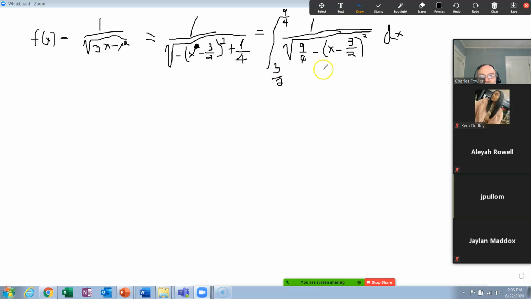Okay, this gives you the inverse sine, and here, rather than go through the stuff that I was telling you about before, just flip back a page and you see you've got the square root of the a is 3/2, arcsine of the u here is x minus 3/2 over 3/2. Okay, so that's the inverse sine.